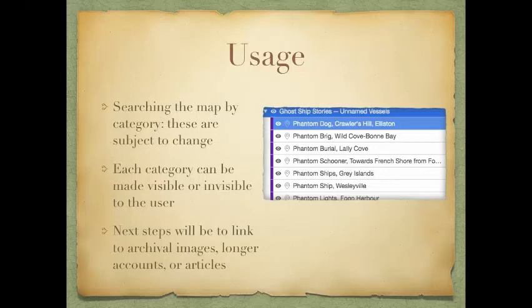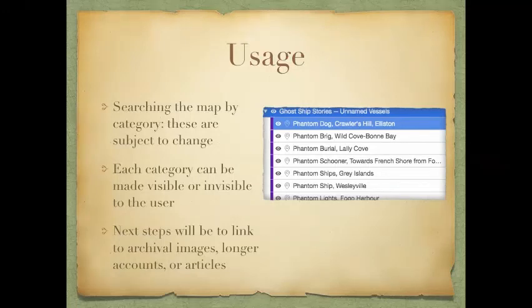But I'd also like to just mention the usage of this map and the different categories that it currently has, and the way that you can use it to search for particular stories. So if there's an area that you want to know more about, or a type of story that you want to know more about, you can search the map by category. These are subject to change as I decide what makes the most sense for this map and what makes it the most user-friendly and easy to interpret.